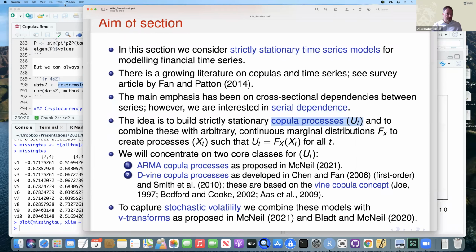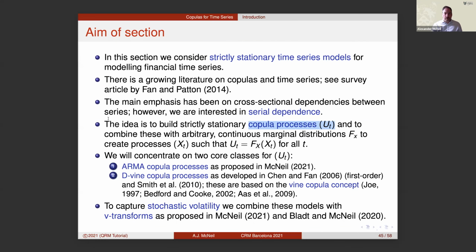Let me actually make this full screen for the time being. Okay, I've gone into full screen. So the idea is we make copula processes and we combine them with any marginal distribution we like. So we combine them with a marginal distribution F_X so that we create a composite process X_t for our data. And the idea is that X_t and U_t are connected by the probability integral transform. So if I transform X_t by the distribution F_X, I get U_t at every point in time.